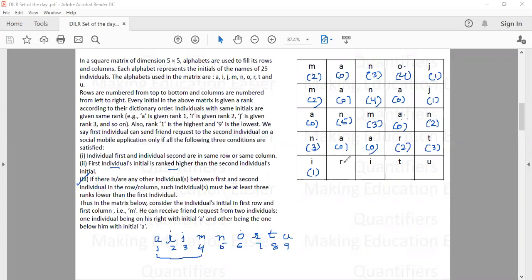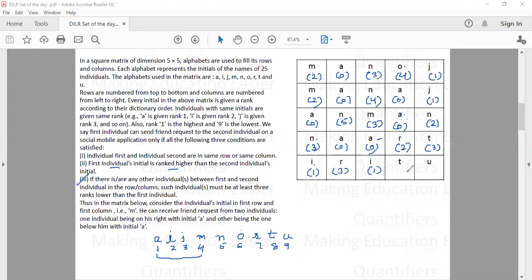Next, this R. This A can send the request to this R. These 2 I's can send the request to R. That means he can get the request in 3 ways. Again, I can get the request only from A, so only 1 way. This I, only this A can send the request.